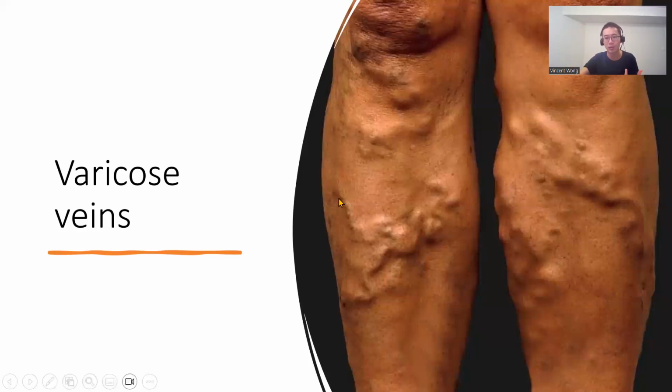Then it starts to have these prominent bulges, and it could hurt sometimes. It's uncomfortable, and it also increases the risk of getting a blood clot. We call that thrombosis. Some of you might have heard of deep vein thrombosis. That's a blood clot forming in the veins. This could sometimes be a permanent situation.